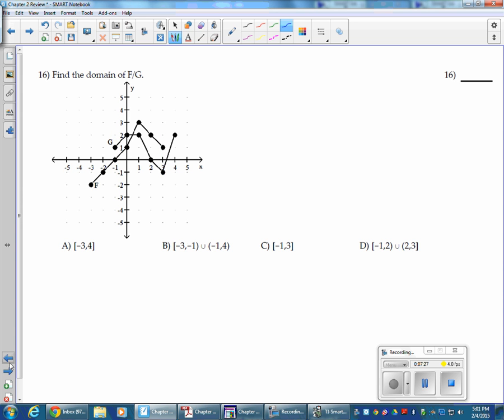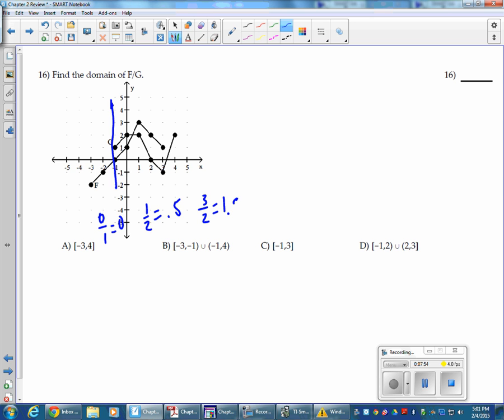All right, find the domain of f divided by g. Again, I can't divide if I don't have both of them. So here I can't divide, here I can't divide. Can I divide here? Can you do 0 divided by 1? 0 divided by 1 equals 0. Yep. Can I divide here? It's f divided by g. So can I do 1 divided by 2? Yep, that's 1/2 or 0.5, so that's fine. What about here? Can I do 3 divided by 2? Yes, that's 1.5.